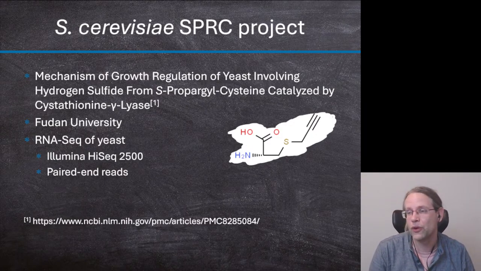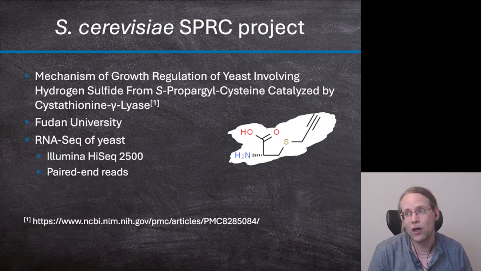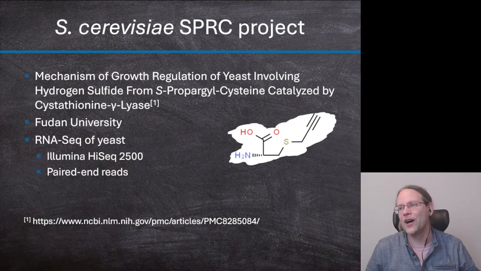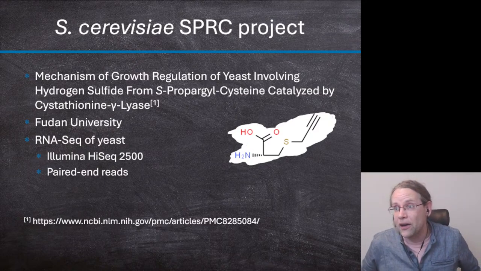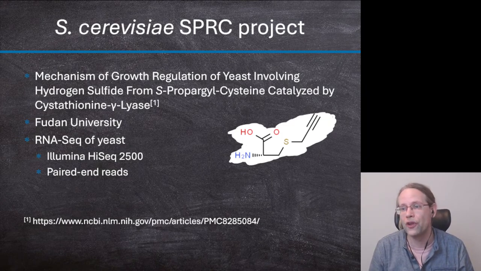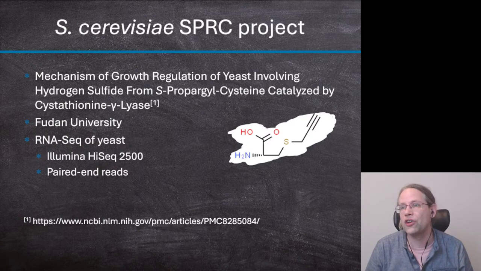But it's a data set which has been collected by the Fudan University, and like we are working on RNA-Seq data, it's of course an RNA-Seq data set of yeast. It's done on an Illumina HiSeq 2500. It's paired end reads. This is really nice because it allows us to do some things which we cannot do with single end reads.